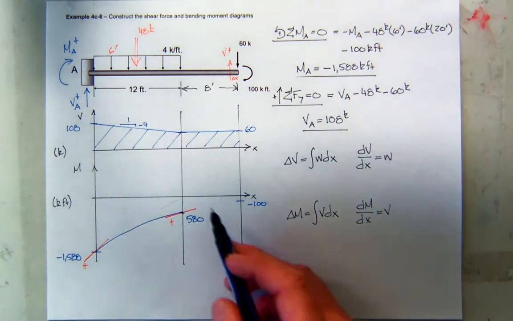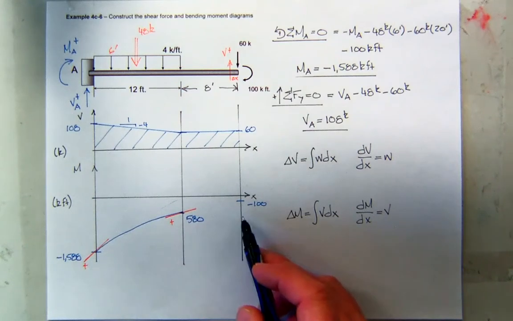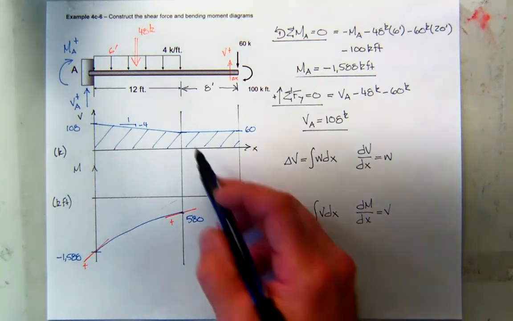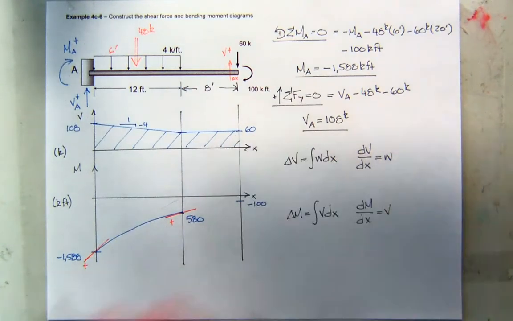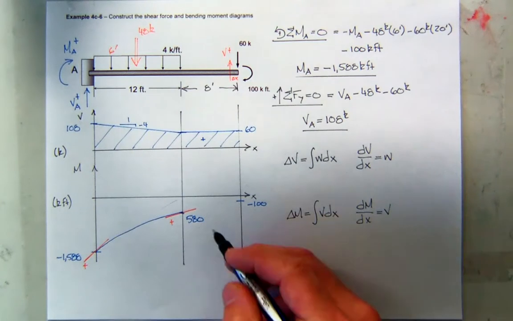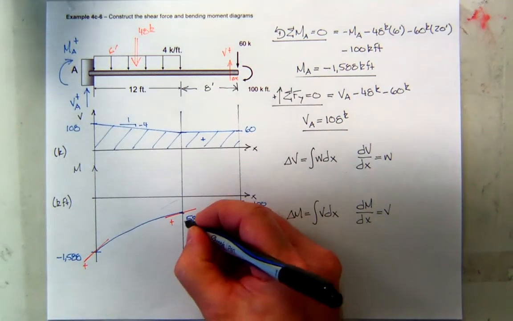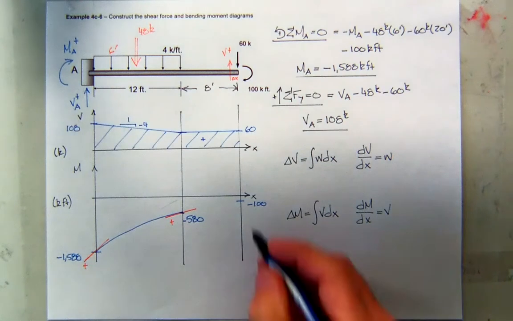So now the change in the moment from 12 to 20 is the area of the shear diagram. What's the area of this shear diagram? It's 8 times 60. That's 480. Oh, I messed up, this is negative. So negative 580 plus 480, what do you know? It gives you minus 100.